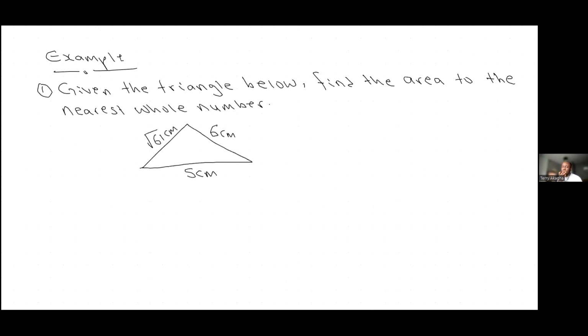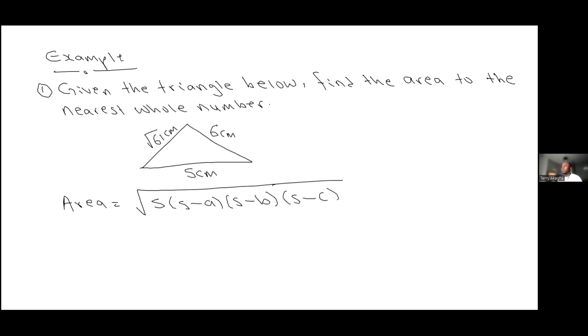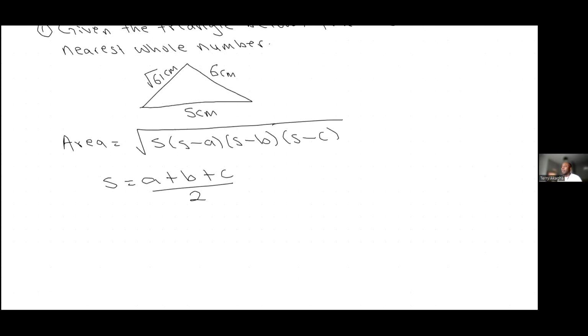The first thing we need to do is remind ourselves what the formula is. Heron's formula is the square root of S times S minus A times S minus B times S minus C. And we know S is equal to A plus B plus C, all divided by what? 2. So now we need to find S first.